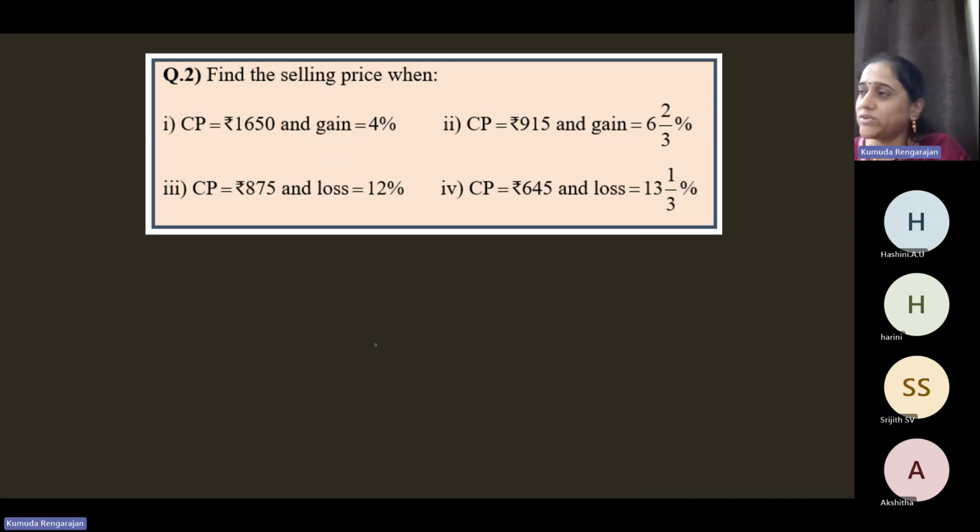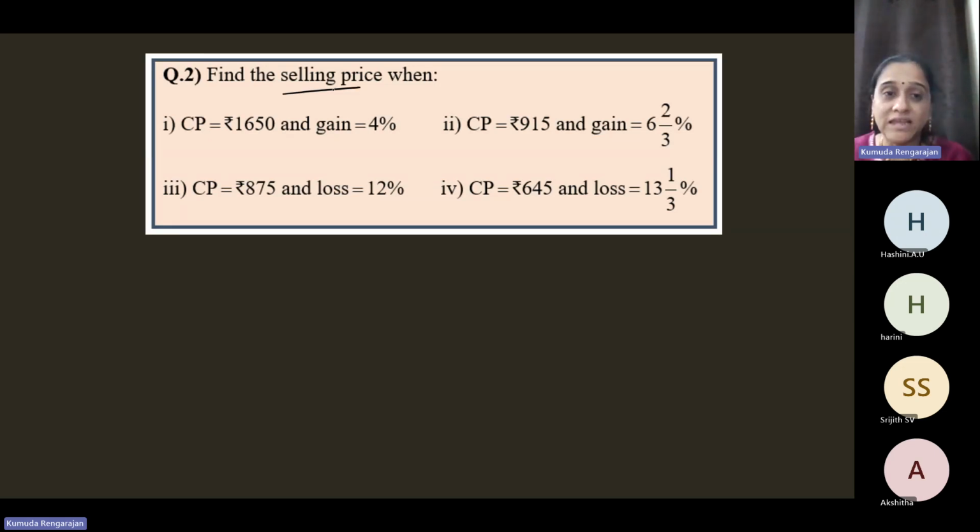Now this is the next heading. So the first heading was given cost price and selling price. You had to compare the cost price and selling price, decide if it's a profit or a loss, and accordingly find the profit percentage or the loss percentage.